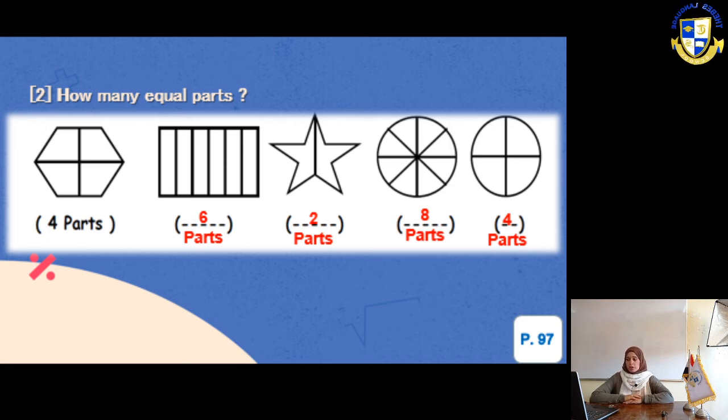Look at the star, divided into 2. The 2 parts are equal, so how many equal parts can you have? 2. Look at the circle, count the parts. 1, 2, 3, 4, 5, 6, 7, 8. So you have 8 equal parts. Look at another circle. 1, 2, 3, 4. 4 what? 4 equal parts. Remember, the parts should be equal.